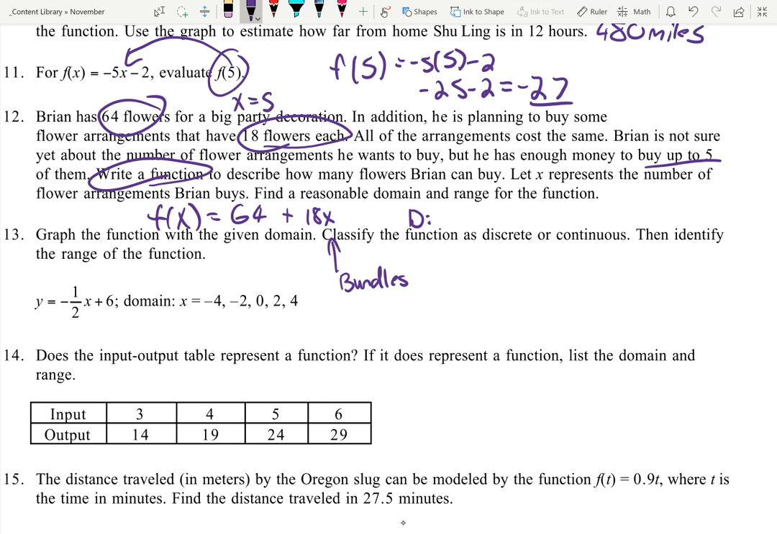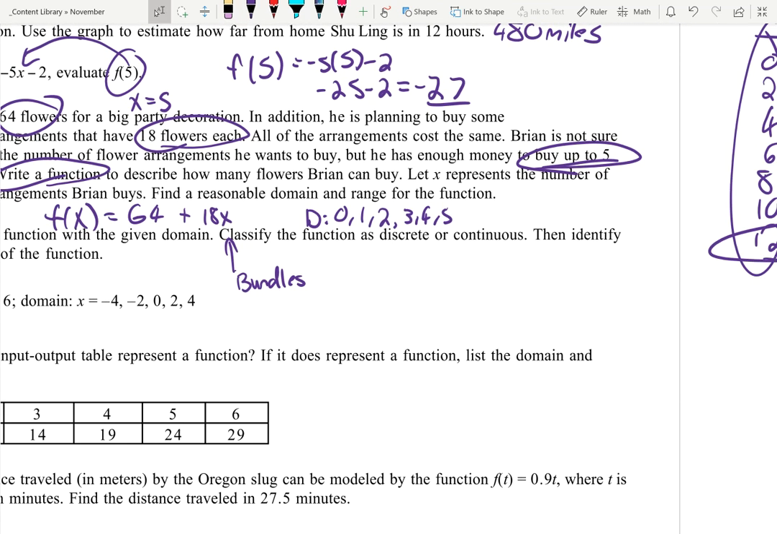It says in the problem that he can buy up to 5 of them, up to 5 bundles. So our domain would be 0, 1, 2, 3, 4, and 5, because he can buy up to 5. So we stop at 5 because he can't buy any more than that. Now our range is the outcome, or how many flowers he ends up having if he buys 0 or 1 or 2 or however many bundles he buys.